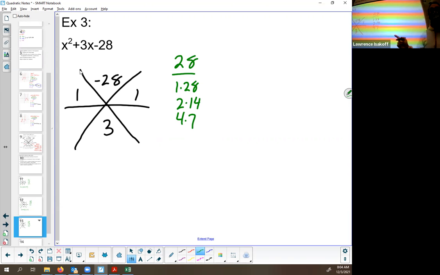7 minus 4 gets me 3. And if it's a positive 3, we want to keep that order of 7 being positive and 4 being negative. So I'm going to say positive 7 and negative 4, because 7 times negative 4 gets me to negative 28, and then they add to give me 3. And again, B is positive, C is negative.